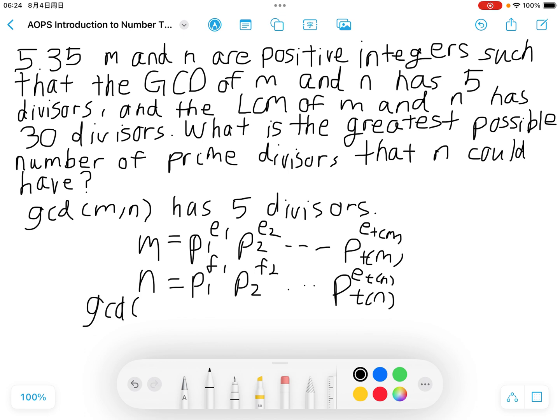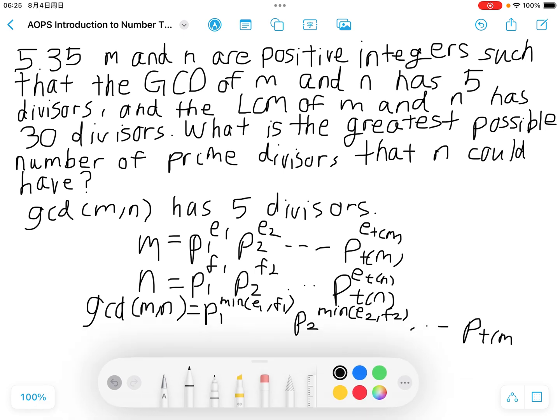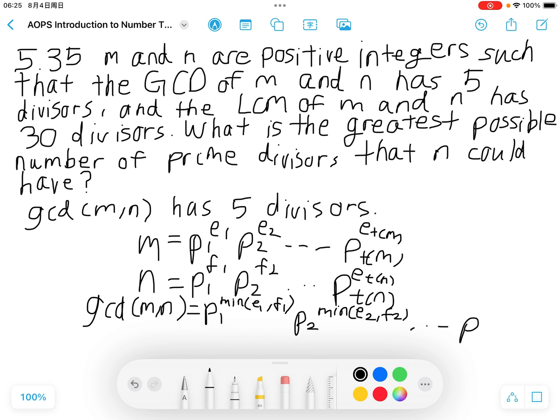So GCD(m, n) is going to be equal to p1 to the power of the minimum of e1 and f1, times p2 to the power of the minimum of e2 and f2, etc., all the way to the minimum of the last exponent. So this is our GCD.